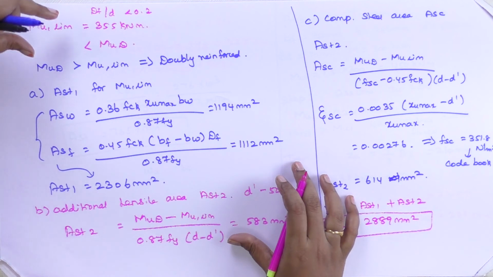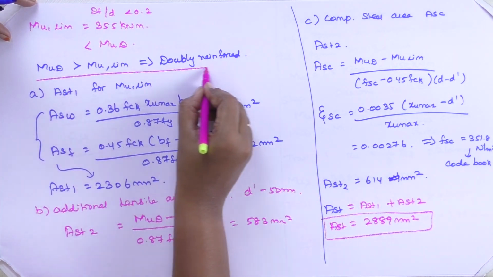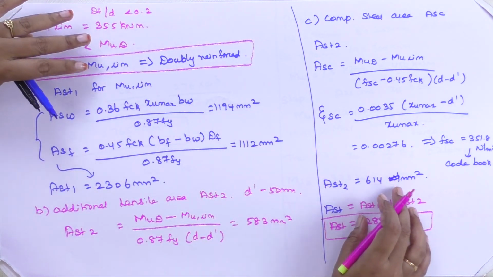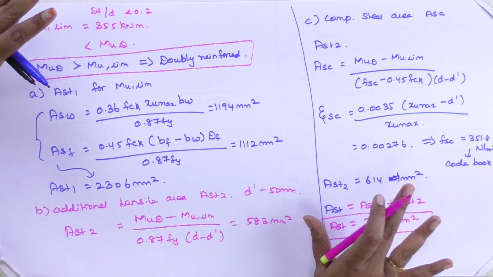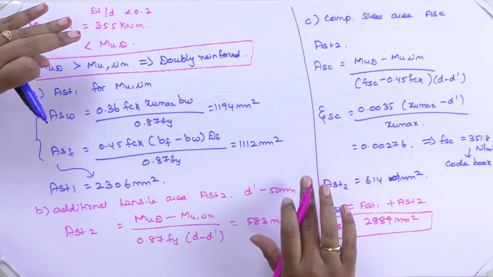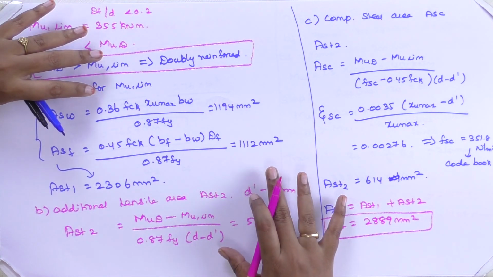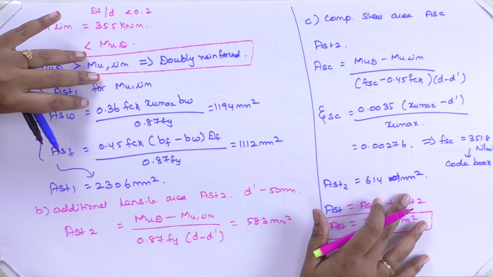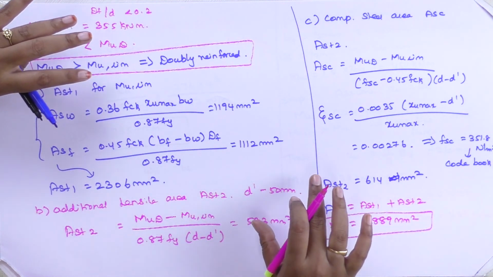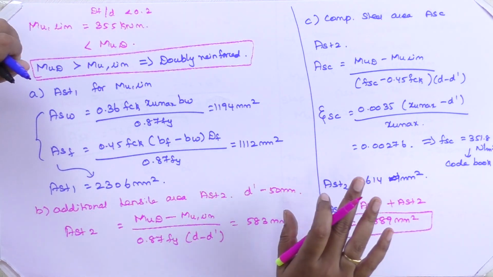This is what we need to check, whether MUD is greater, then we need to go for doubly reinforced, or else we go for a singly reinforced section. These are the procedures to design the moment and AST for a flanged beam section. The T-beam is also the same as the L-beam, the only difference is we need to calculate the breadth of the flange. That formula alone differs, except that it is almost the same. Okay, thank you.